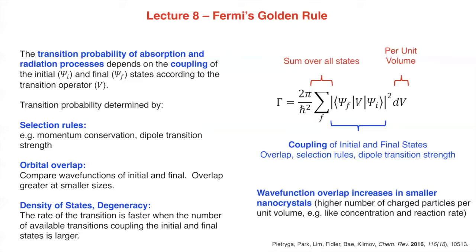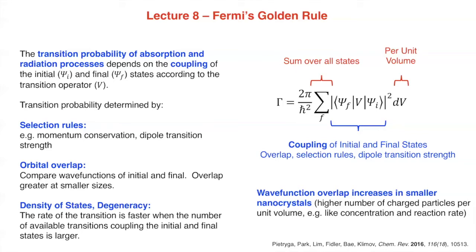Okay, so this operator and this overlap here contain selection rules in them. So dipole transition strength is one of the selection rules, or sorry, one of the operators that you could put there. Okay, so orbital overlap, or wave function overlap of the initial and final states, is very important to the transition probability, and it influences things like the radiative rate. It also influences things like the absorption rate.